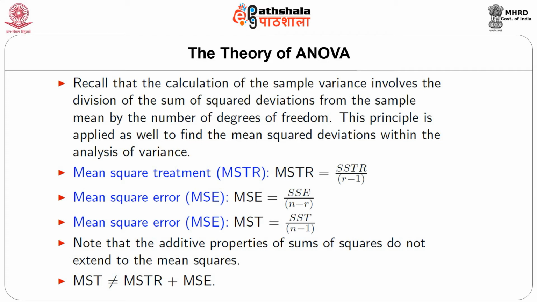Note that the additive properties of sums of squares do not extend to the mean squares. This is a fundamental fact of linear models. MST is not equal to MSTR plus MSE. In fact, MST is not equal to SSTR plus SSE, but SST is equal to SSTR plus SSE, which means if all the things are sums of squares, then the addition holds good. If at least one of them is a mean square, in that case the sum does not hold good.